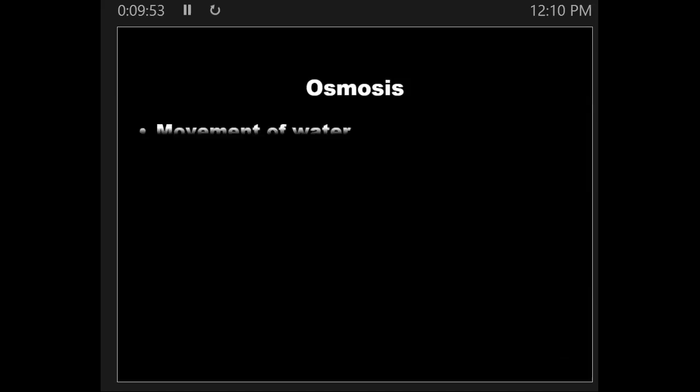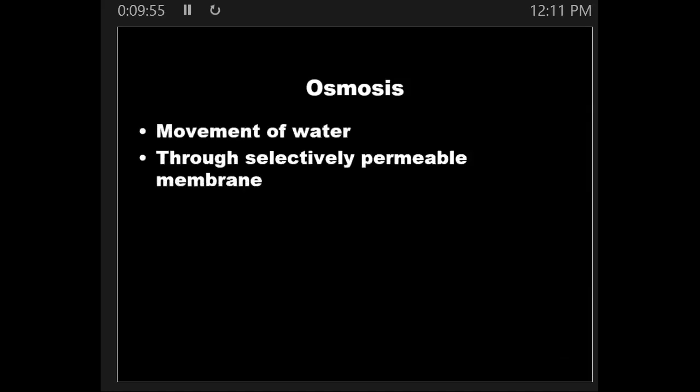And osmosis is the movement of water. It's a two-part definition. Movement of water, when you're focusing on water movement. And then you're also thinking about a selectively permeable membrane. So this is the formal definition. Osmosis is the movement of water through a selectively permeable membrane. So I break it up into two parts here because you have to think about both of those carefully.